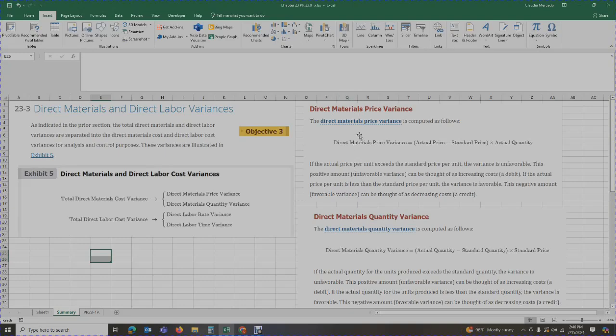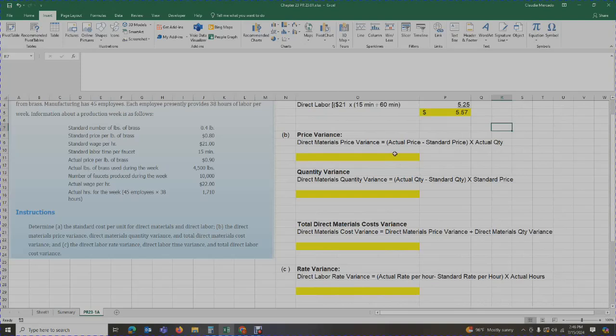Let's do the direct materials price variance first. I've got my formula here, so we're just going to apply the data. What is my actual price for my materials? If we look at the data, it says that the actual price per pound of brass is 90 cents. Let me put this in parentheses. Then I'm going to subtract the standard price. According to the problem, my standard price per pound is 80 cents. So we anticipated spending 80 cents per pound, and we ended up spending 90 cents per pound.